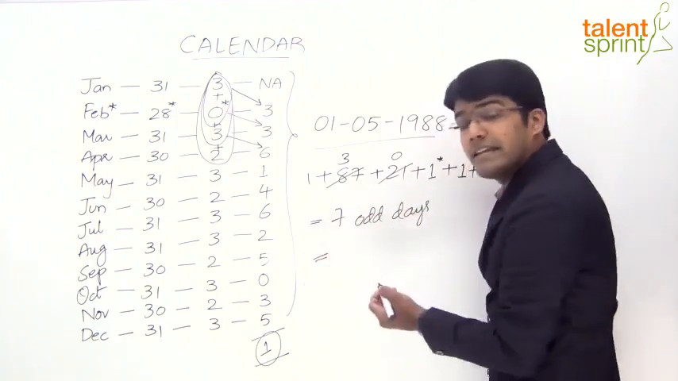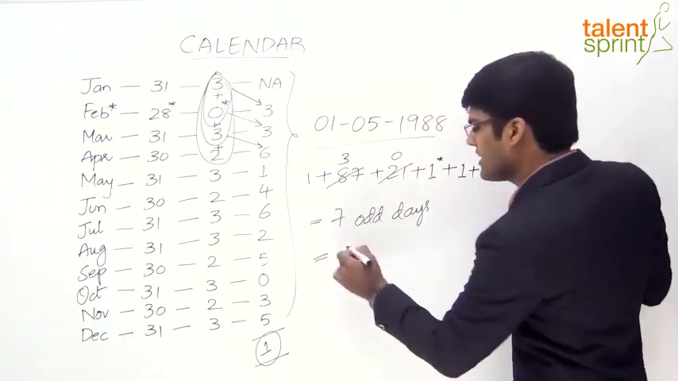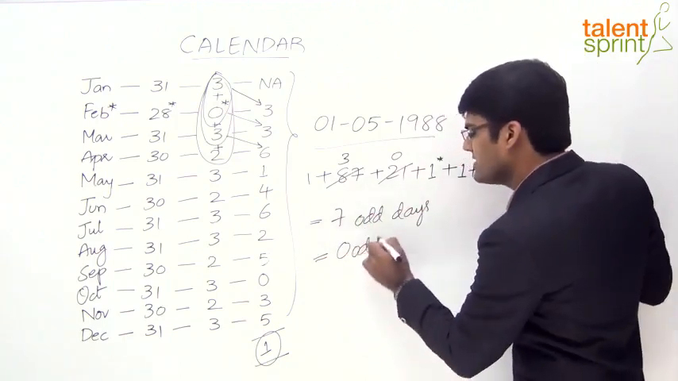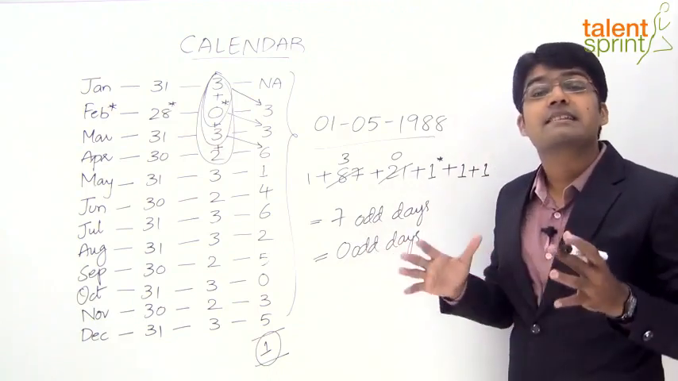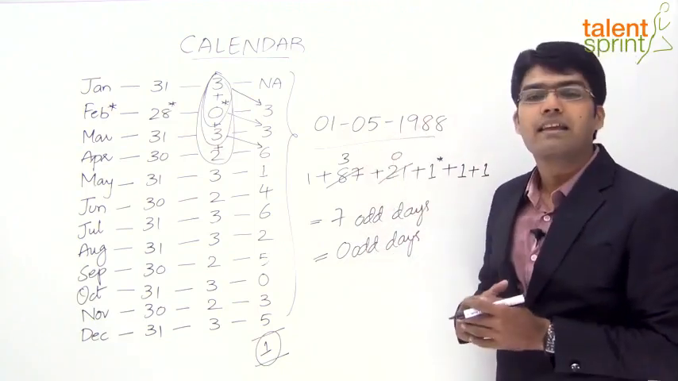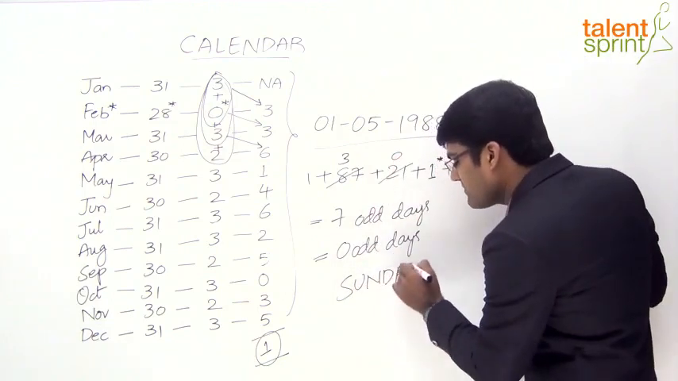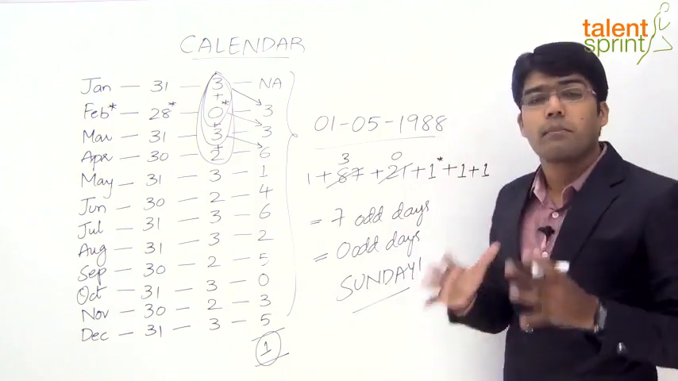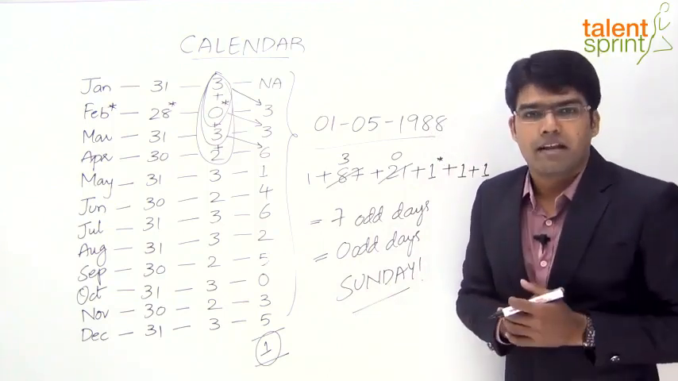And 7 odd days is equal to 1 week, 1 complete week. 1 complete week means what? 0 odd days. Right? 0 odd days. And what is 0 odd days indicate? 0 odd days indicate Sunday. So we can say 1st May 1988 was a Sunday. So this is how simple is the calculation for finding out the day of the week for any given date, right?